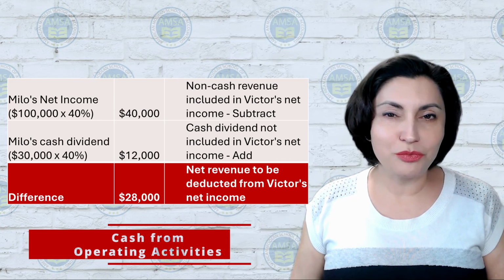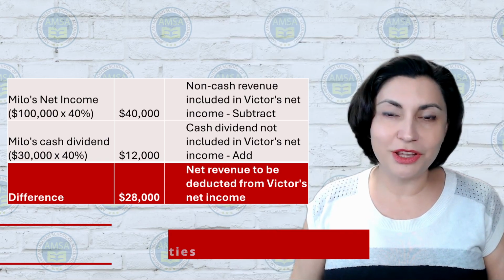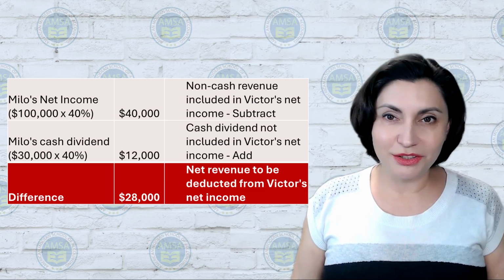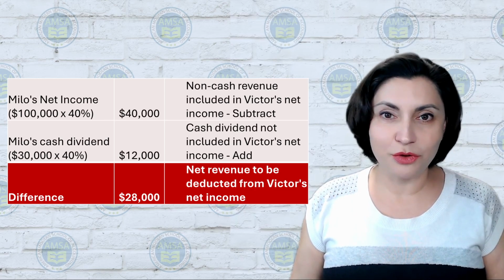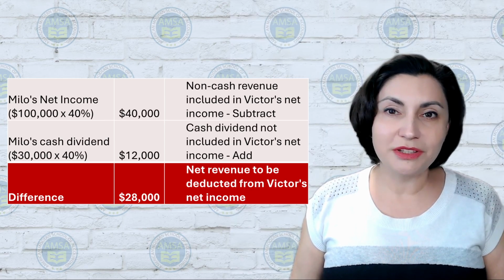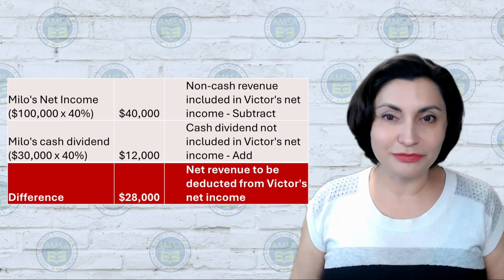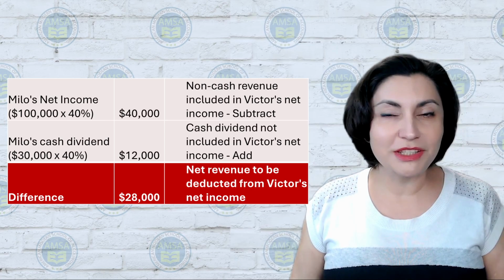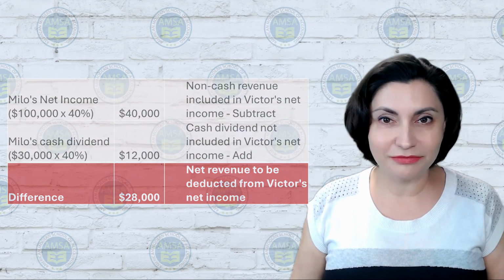$40,000, a portion of Myla's net income, is included in Victor's net income. Since it is not a cash transaction, it should be subtracted from net income. The dividend of $12,000 received from Myla is considered a cash flow from operating activity. Since the dividend was credited to the equity investment account, not the revenue account, it should be added to net income. Therefore, Victor would deduct $28,000 from its net income in the computation of net cash flows from operating activities.